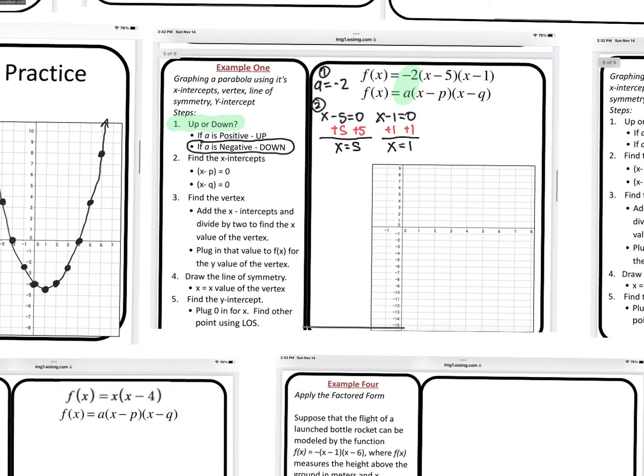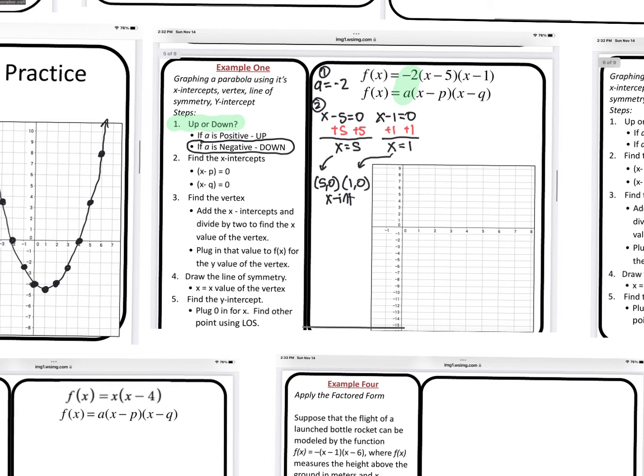And what's cool about that is that I take both of those values and I can then say that this is one x-intercept, which is (5, 0), and this will be the other x-intercept, (1, 0). You can see how easy it is to find the x-intercepts, and this is the step that we're doing right now.